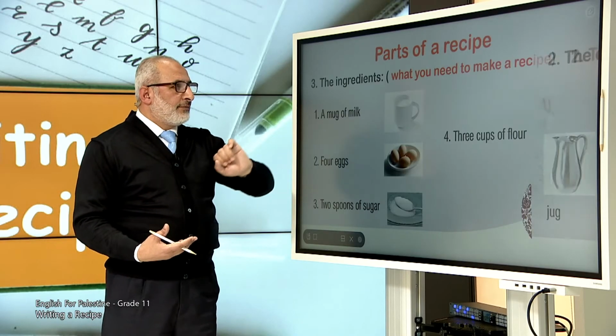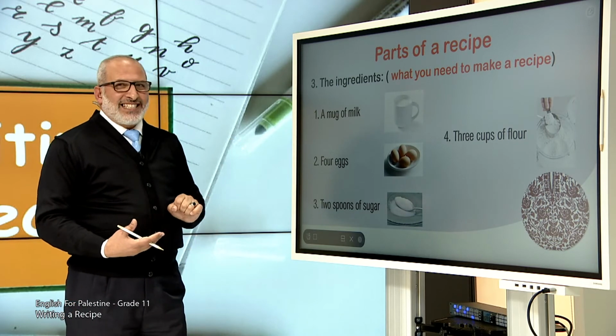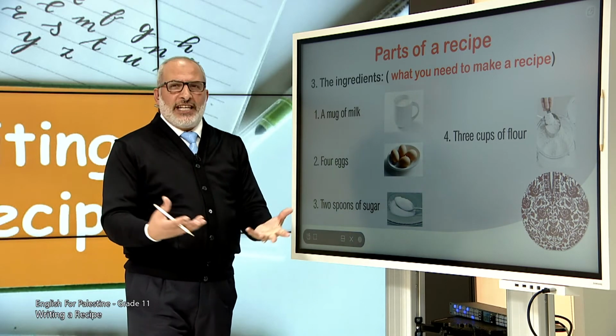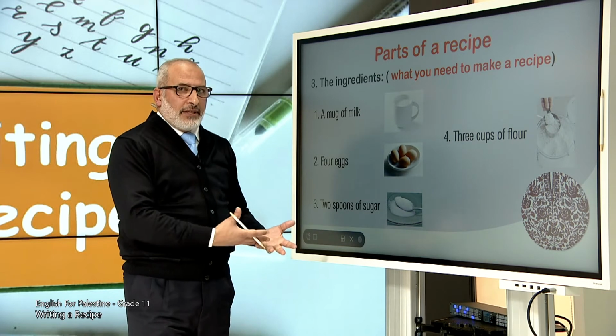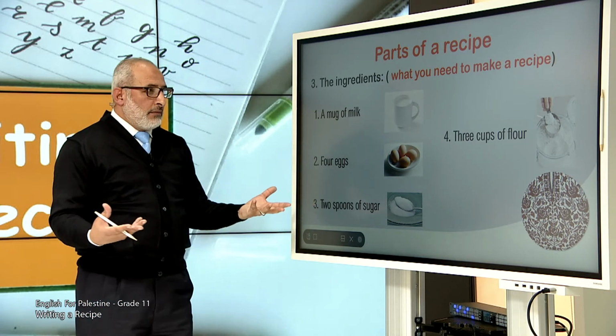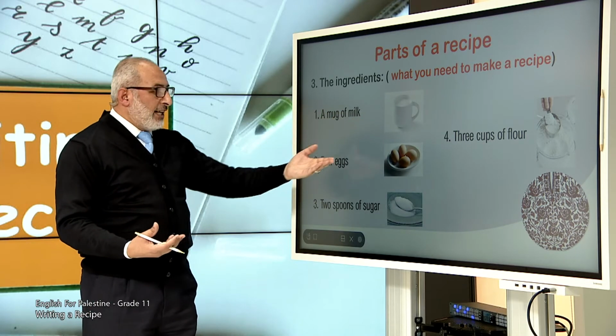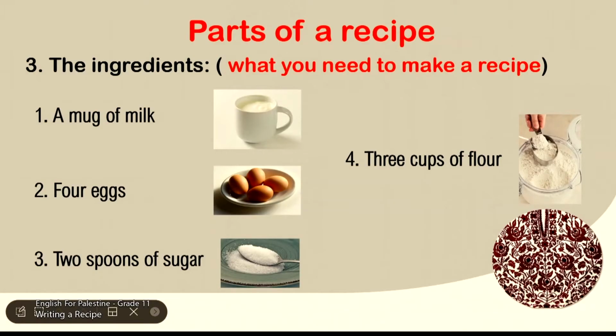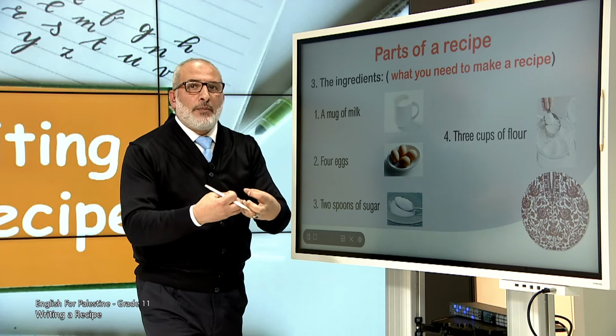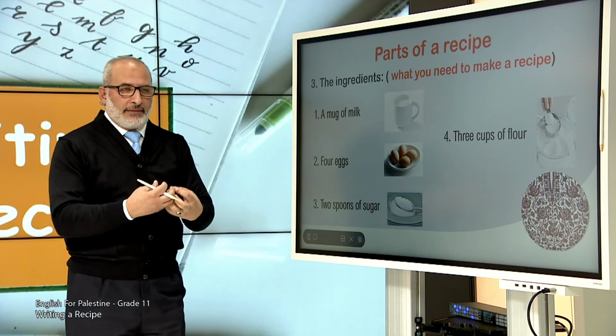The third one, the ingredients. What do you need to make a recipe? You need a mug of milk, 4 eggs, 2 spoons of sugar, 3 cups of flour. So these are the ingredients, the components of the recipe.